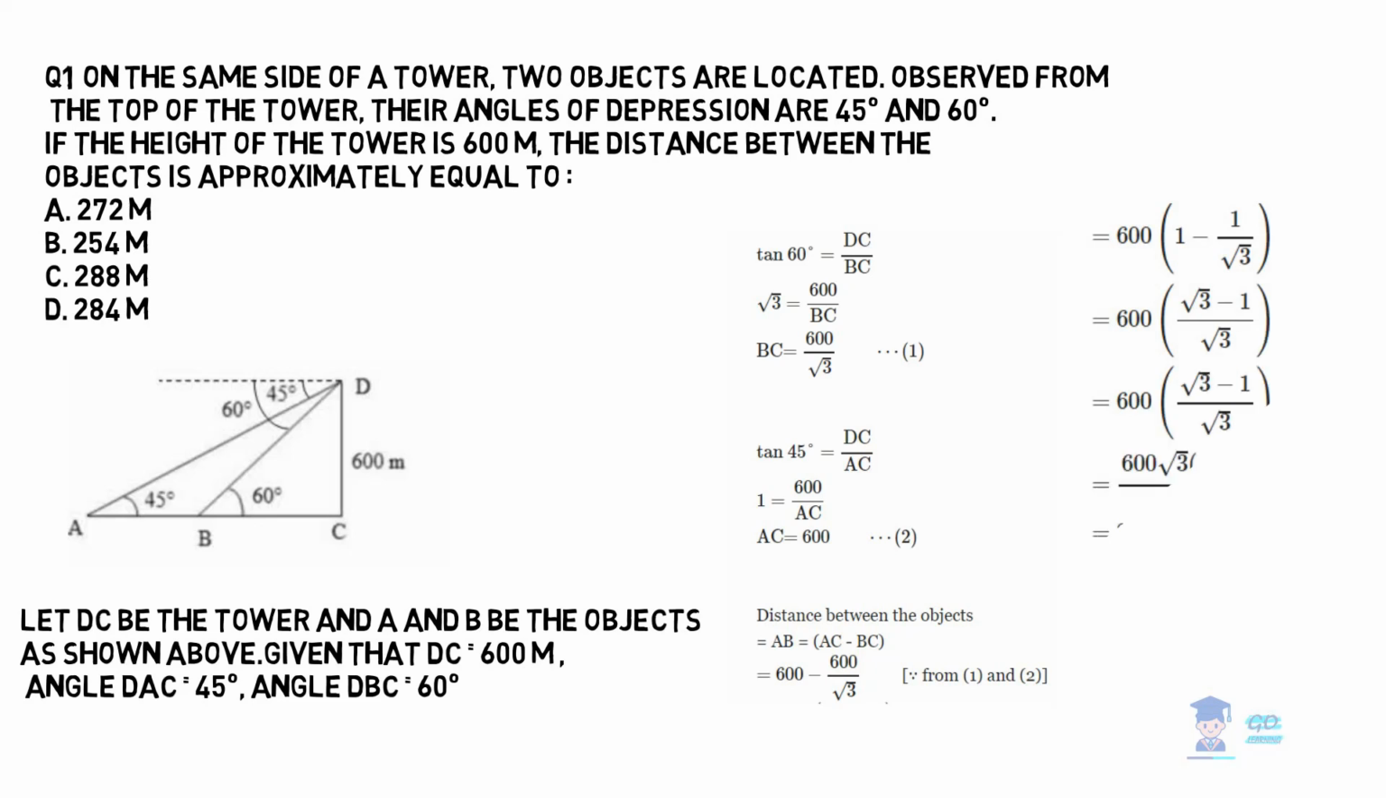A very basic simplification process. I have just given the steps. In this third step, you can notice I am multiplying and dividing by root 3 so that I get 3 in my denominator. That will be easy for calculation purposes. I have solved it, and you can see the answer as 254. So 254 meters is the distance between point A and point B. That is the question. I think you're clear with this question. We'll go to the next question.